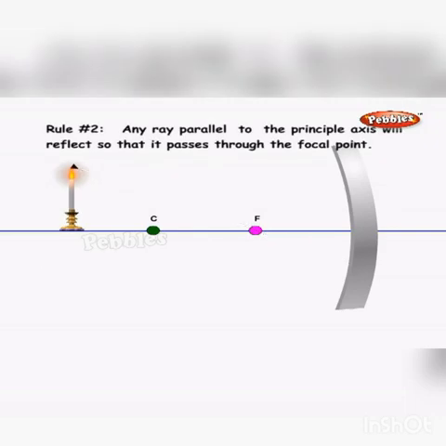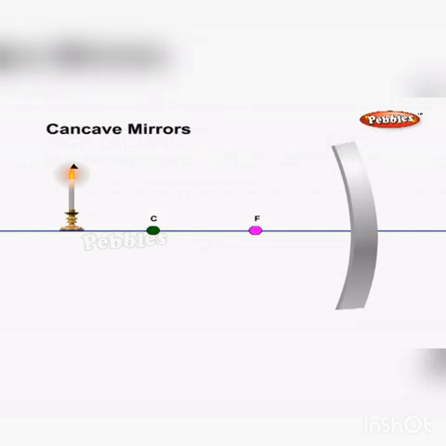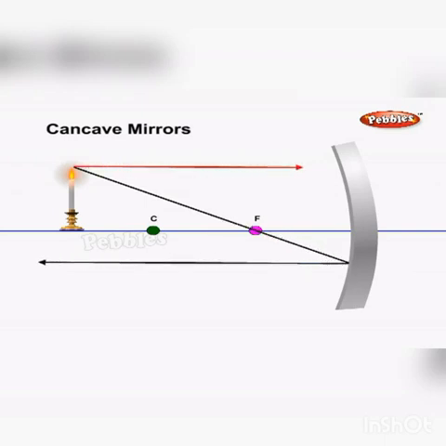Rule number 2. Any ray parallel to the principal axis will reflect so that it passes through the focal point. I know this sounds exactly the same as the first rule, but look at it carefully and you'll see that it is the opposite. Notice the spot where I marked the red ray crossing the black ray from rule 1. This shows me where the image will appear.